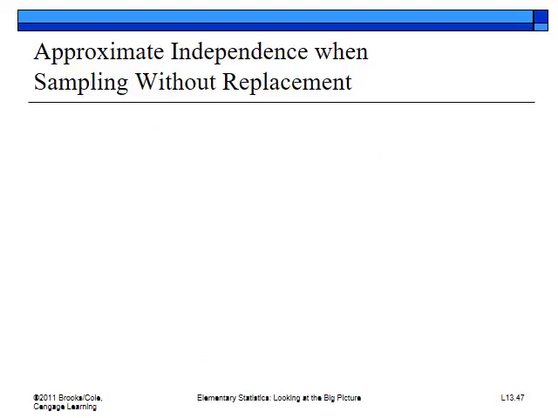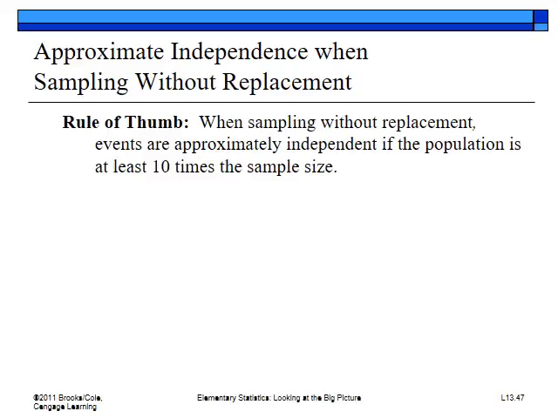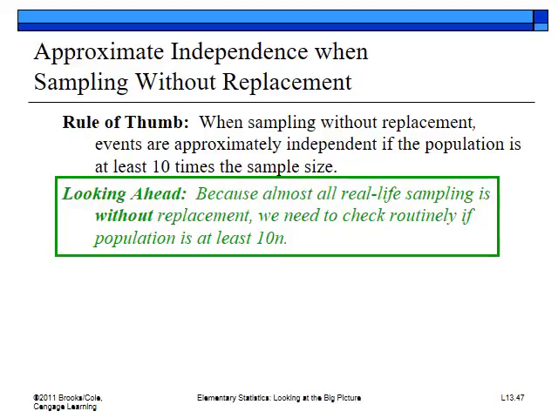So how do we determine if this selection is approximately independent, if we're making a selection without replacement? Here's our rule of thumb. If the sample you're choosing is less than 1/10 the size of the population, we'll say that these are approximately independent. This is good to know because in real life, most of the samples that we take are done without replacement. So this is a computation we will do often.